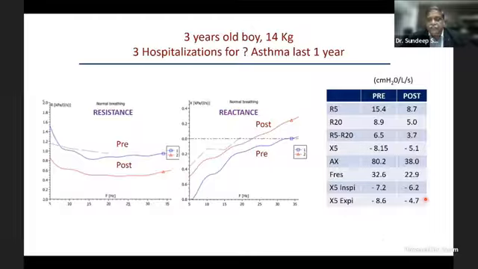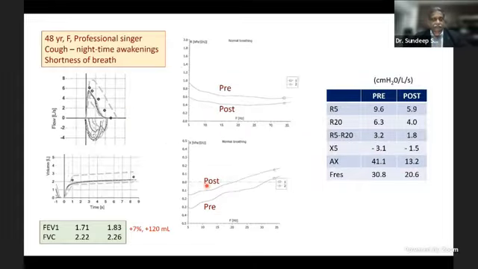I think anybody who sees this will say that this is a classical case of asthma in a 3-year-old child. Can you imagine doing a spirometry in a 3-year-old child? It's not easy at all. In this child, we did oscillometry, and we showed the parents the graph and the values, and the parents were then convinced that the child has asthma. The child was started on inhaled corticosteroids, and is now perfectly fine. But look at the value of oscillometry in diagnosing pediatric asthma.